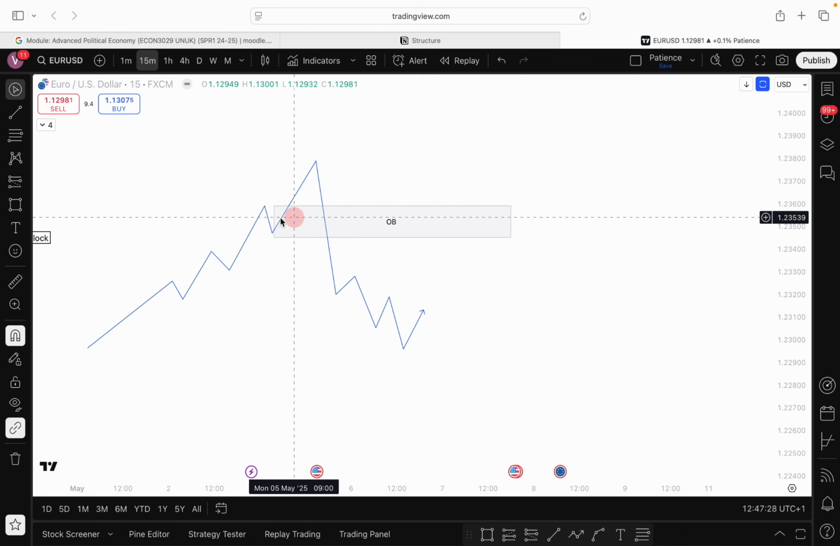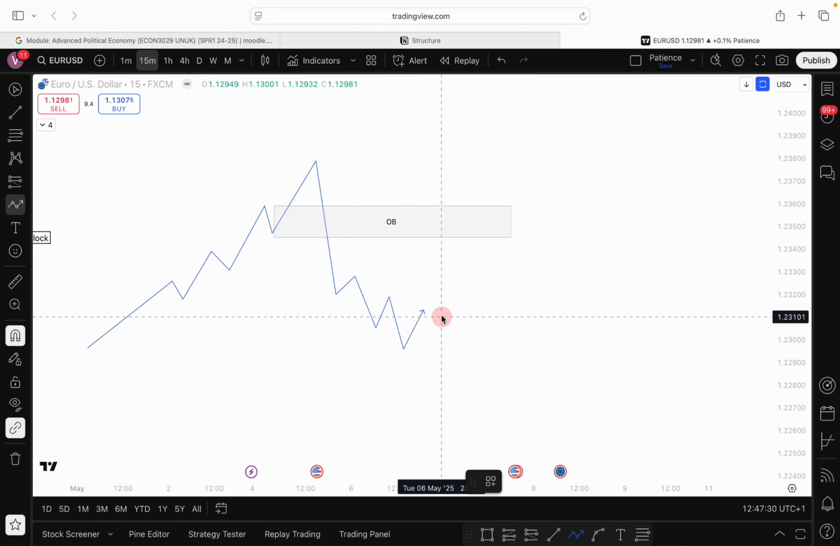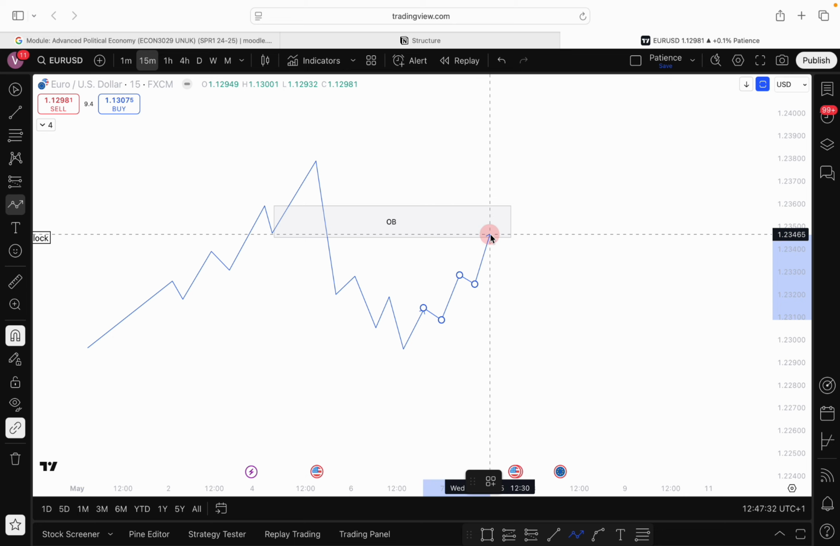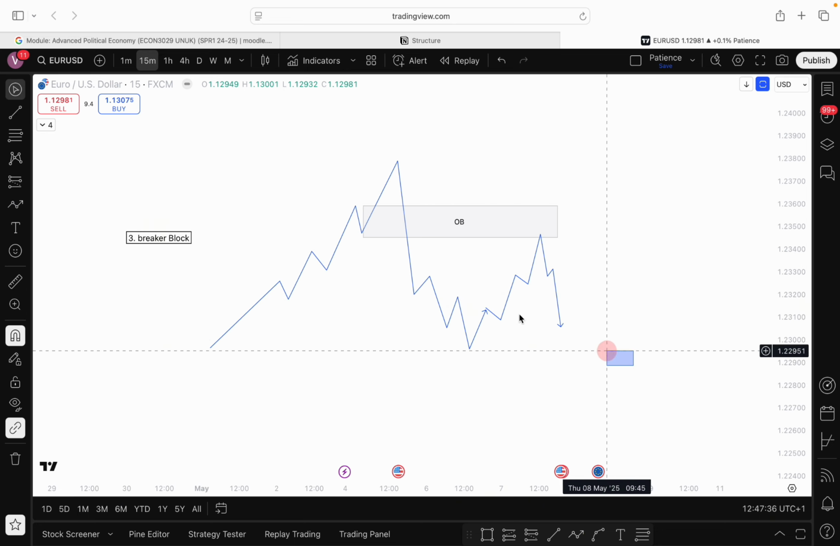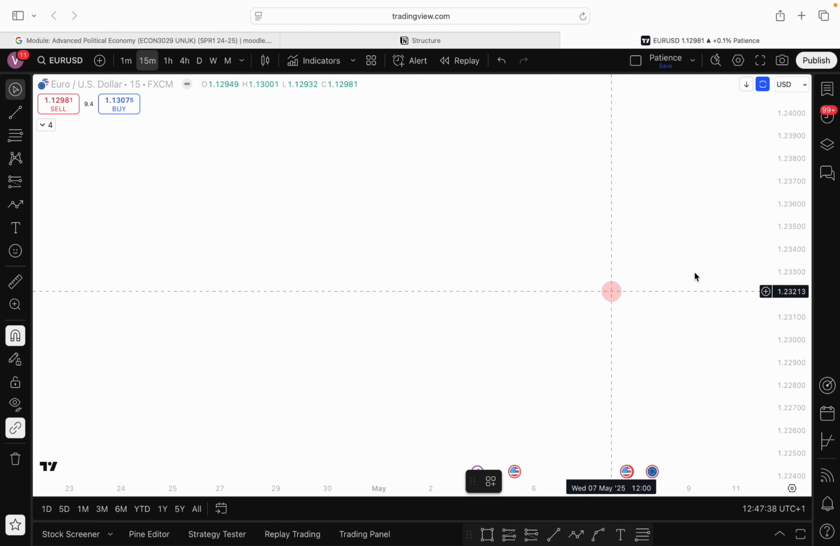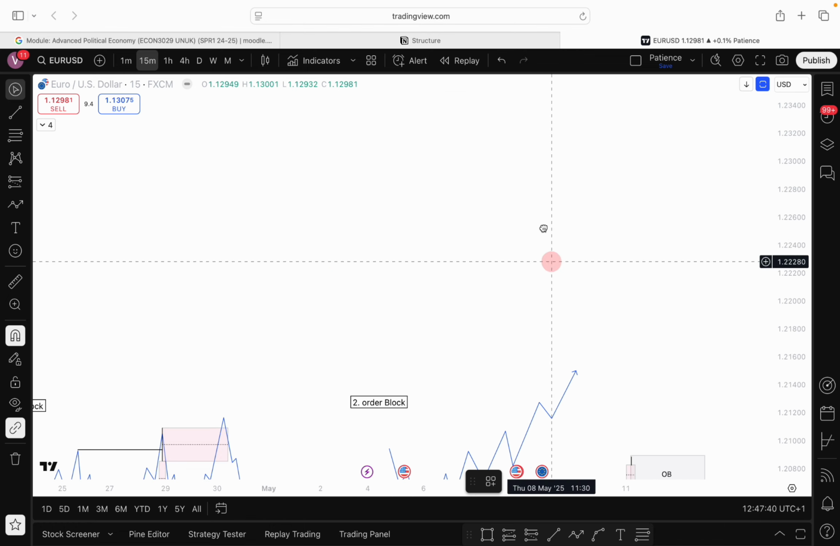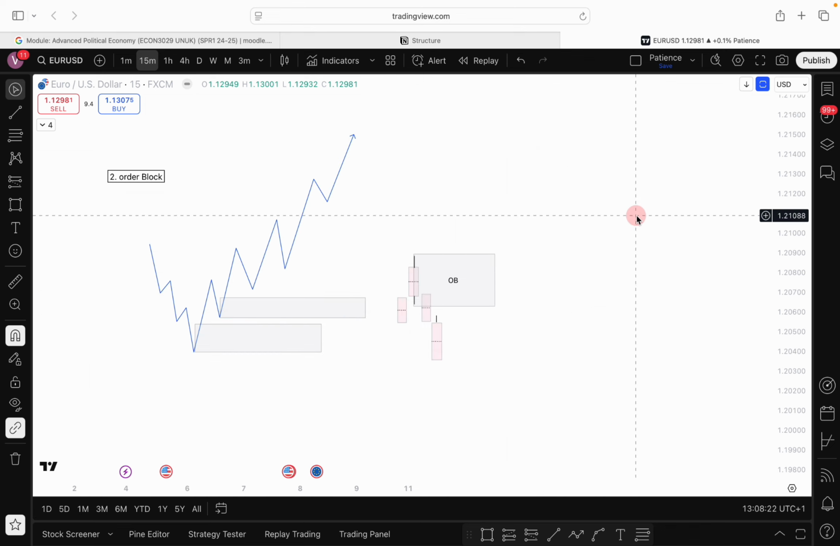But now we leave this order block extended to the right and wait for price to come back to it and show us some reaction so we could short. Okay, this is essentially a breaker block. So as long as you know what an order block is, you should be able to understand what a breaker block is too.